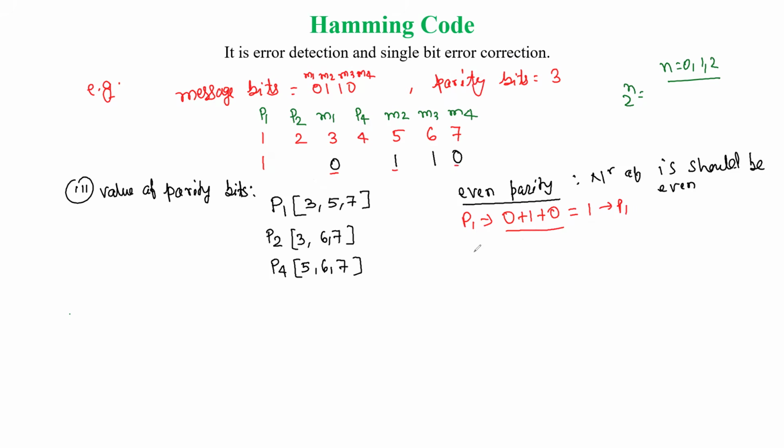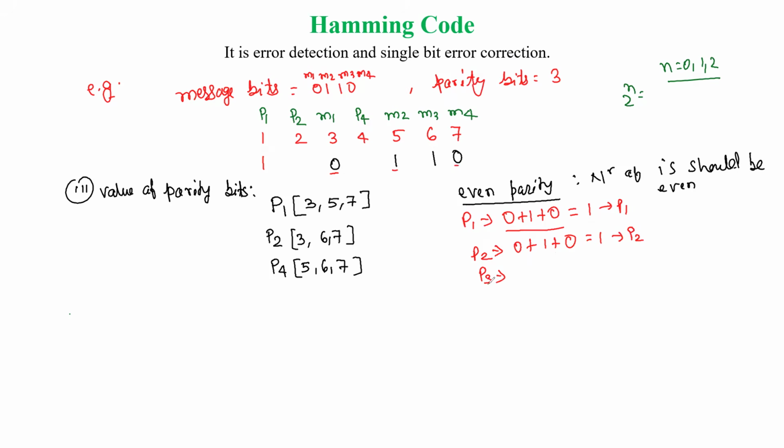Next you check for P2. For P2 the positions are 3, 6, 7. So the third position is 0, the sixth position is 1, the seventh position is 0. In that case, again the number of ones is odd, so we have to add one more 1. Okay, so again P2 is also going to be 1.